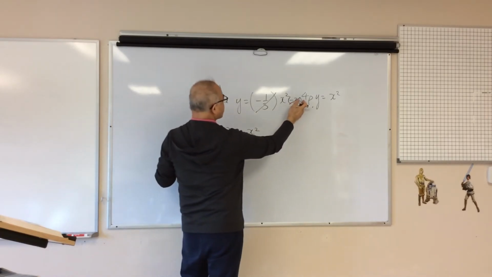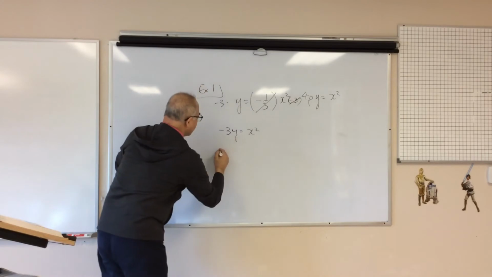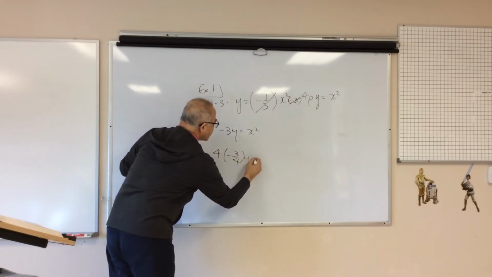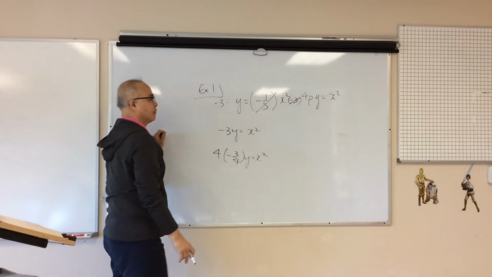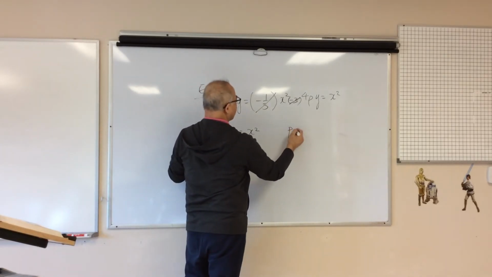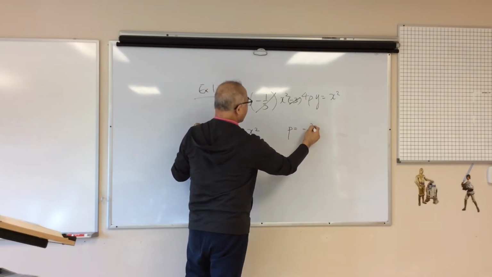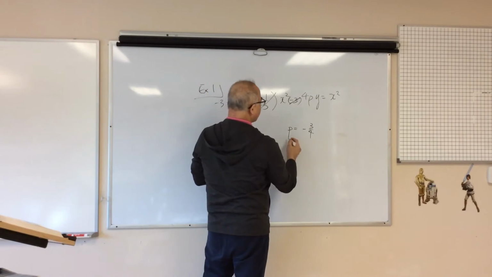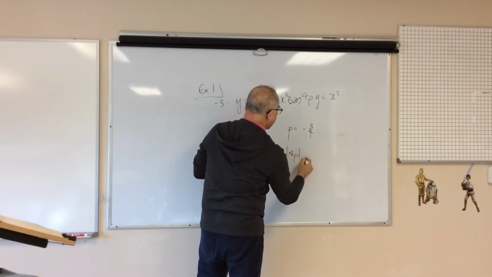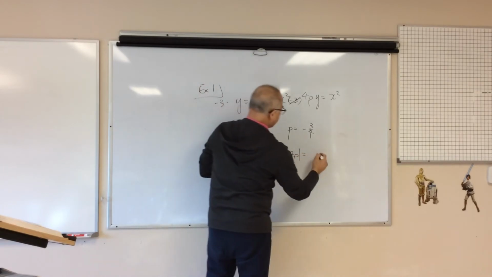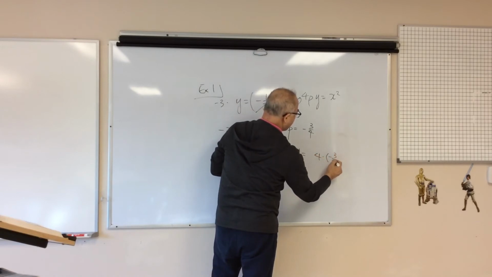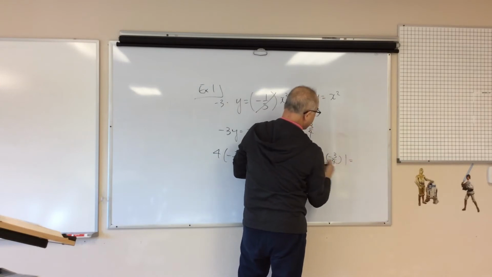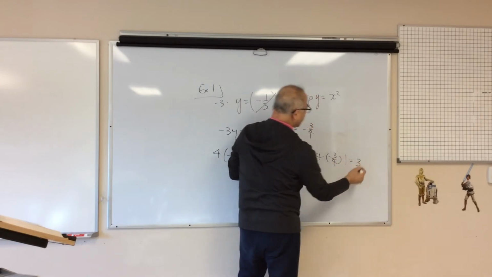I don't have the 4 here, so I need to go ahead and force the 4 out. 4 times -3 over 4 y is equal to x squared. So that means that p, which is the focal length, is going to be -3 over 4. The focal width is 4p. So it's 4 times -3 over 4, and the absolute value of that, which is -3, is going to be 3.